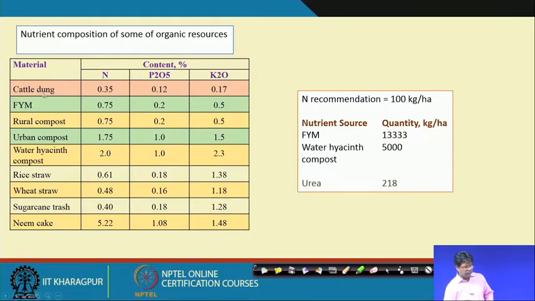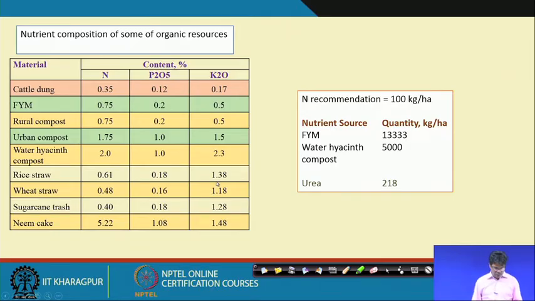Like cattle dung, that contains 0.35% nitrogen, 0.12% P2O5, 0.17% K2O. Similarly, farm yard manure, FYM, contains 0.75% nitrogen, 0.2% P2O5, 0.5% K2O, and rural compost 0.75% nitrogen, 0.2% P2O5, 1.5% K2O. Water hyacinth compost has 2% nitrogen, 1% P2O5, 2.3% K2O. Rice straw contains 0.6% nitrogen, 0.18% P2O5, 1.3% K2O.